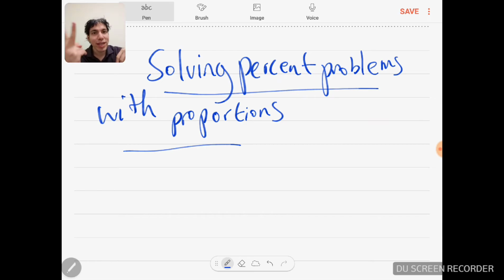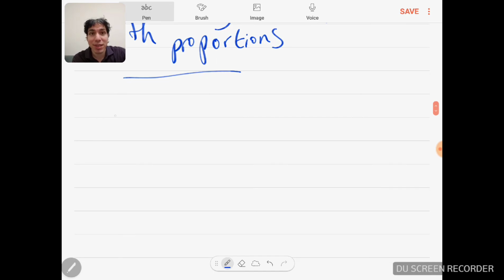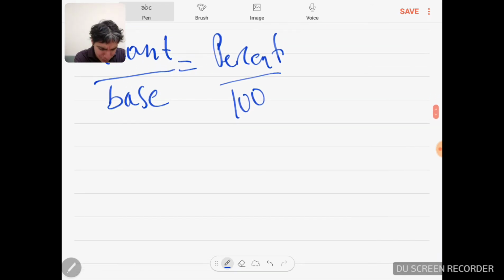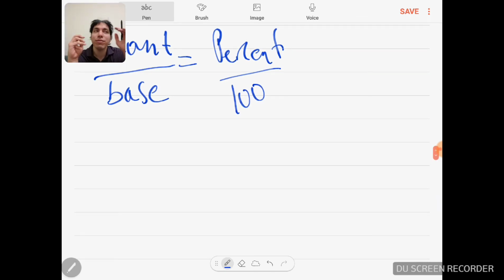Now, there's two ways to understand this type of method, but there's one way that makes a whole lot more sense to me than what the problem's actually saying. In most textbooks, they'll say the amount over the base is equal to the percent over 100. That makes sense for a technical term, because you have a certain amount and the base is like the total of everything, and then it's equal to the percent over 100.